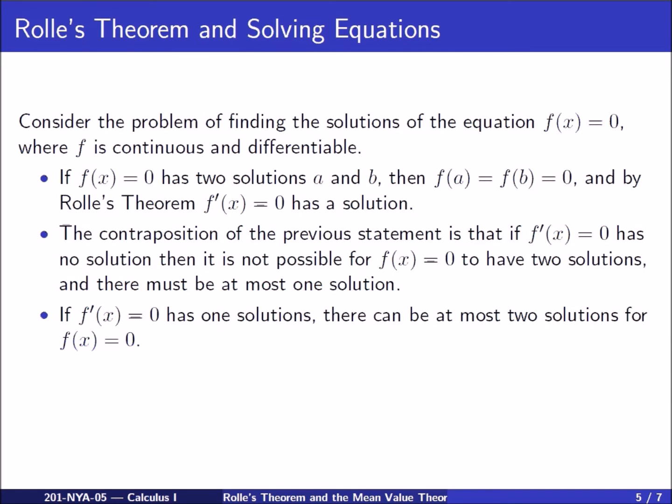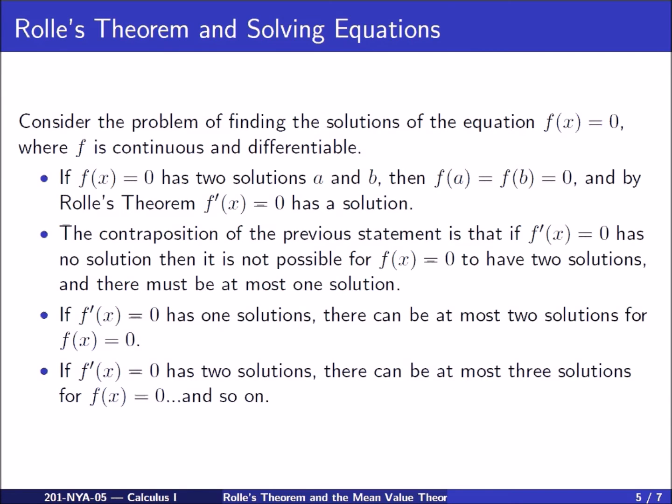So similarly, if f prime of x equals 0 has one solution, there can be at most 2 solutions for f of x equals 0, because if there were 3 solutions, we would have in between each pair of solutions a solution for f prime of x equals 0. But since we only have one, we cannot have three solutions for f of x equals 0. So we always have one less solution for f prime of x equals 0 than the number of solutions for f of x equals 0.